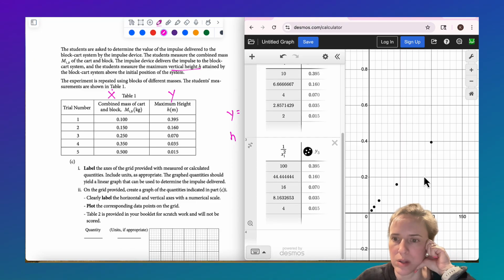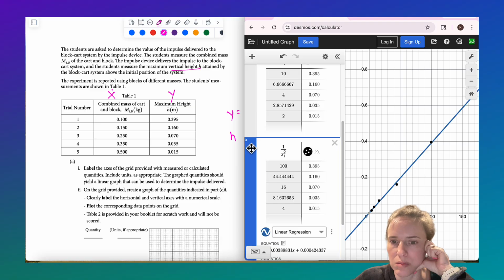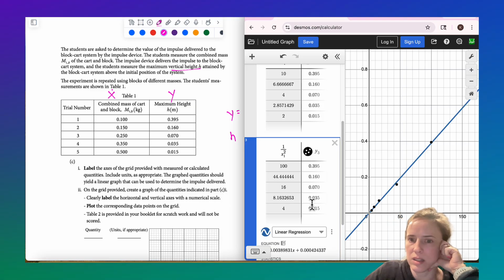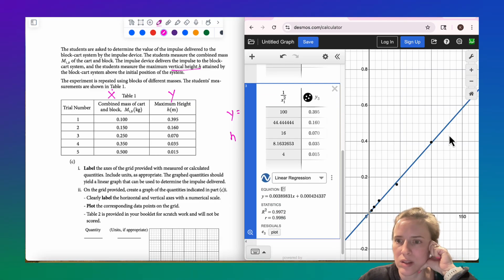So what I can do now with Desmos is if I click this little thing here that says add regression, it's going to give me that linear regression. Look how nice that is. Qué bonita. It tells me my slope and my y-intercept.